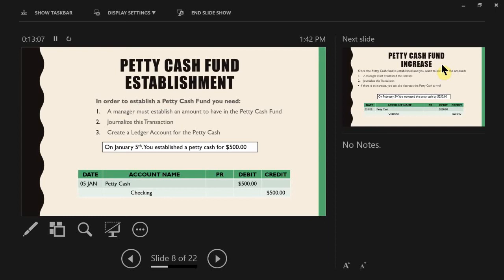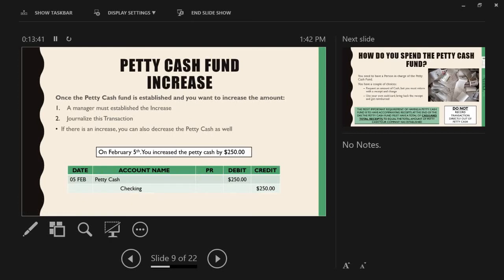Now, this is what you can do. You can write a check to the person that is in charge of the petty cash fund, or you can pull out the money from your bank and just make sure that it came from your checking account, and you're designating it into the petty cash fund. So here, because I established a number, I am going to place $500 into my petty cash fund. Okay?